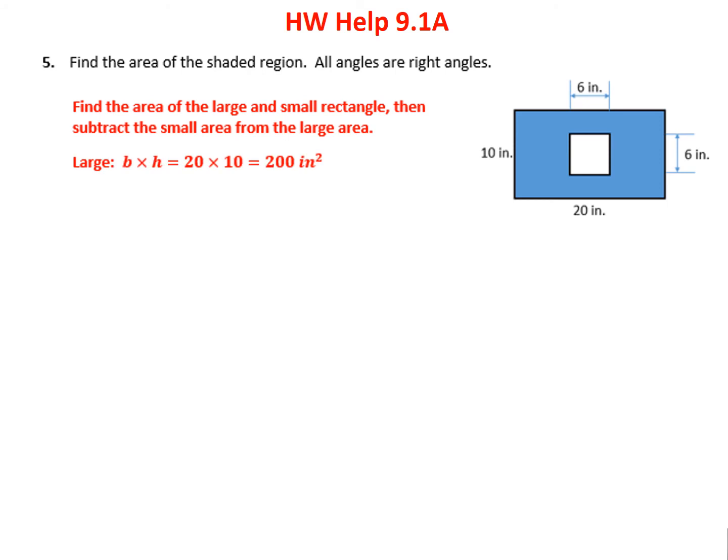So the large one is simply 20 long by 10 long, or 200 square inches. The small one, you'll notice, is 6 by 6. If you look at these things here, this is 6 and this is 6. So 6 times 6 is 36 square inches. So we just subtract that from the 200, and we end up with 164 inches squared.